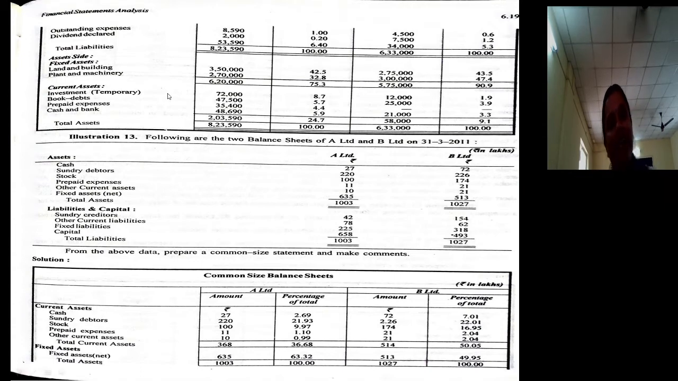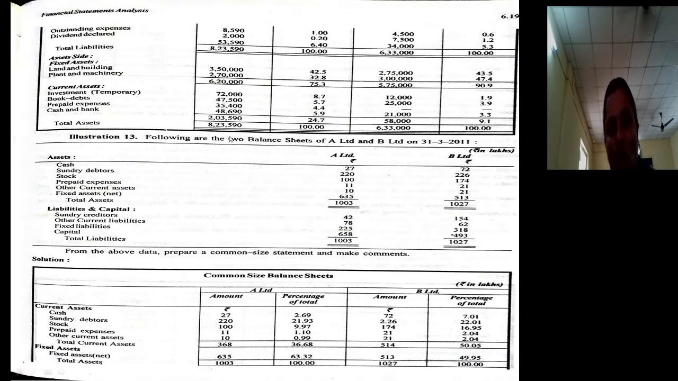Try to understand. Again, the asset side we need to arrange. As we started with capital and reserve, now we need to start with fixed assets: land and building, plant and machinery. There is no investment. So total of fixed assets, then current assets. Investment temporary means it is current assets only. So book debts, prepaid expenses, cash and bank balance. So we will arrive at the total fixed assets and total assets.